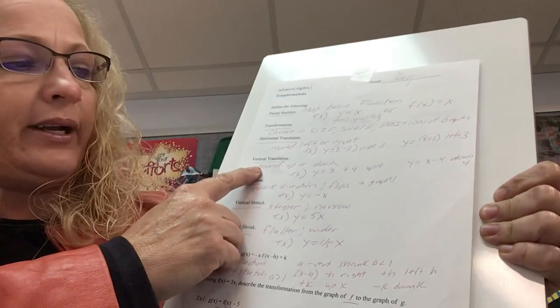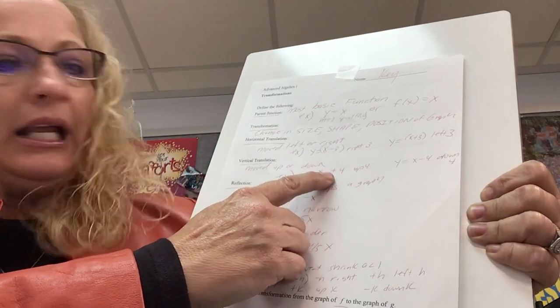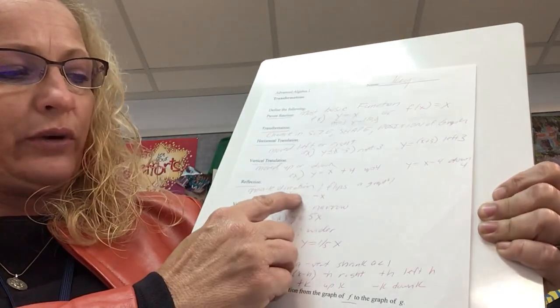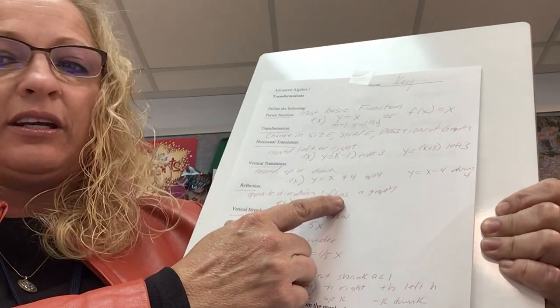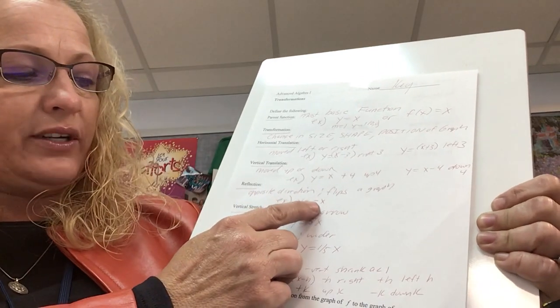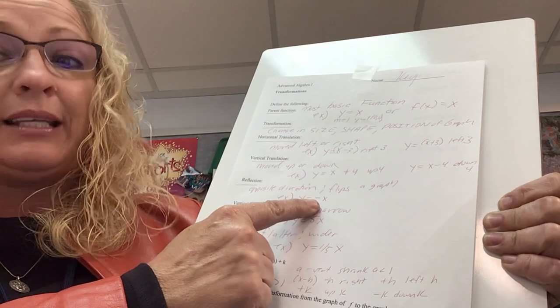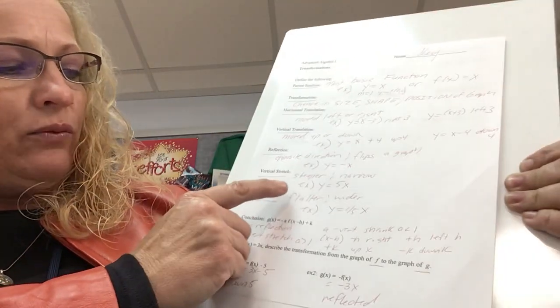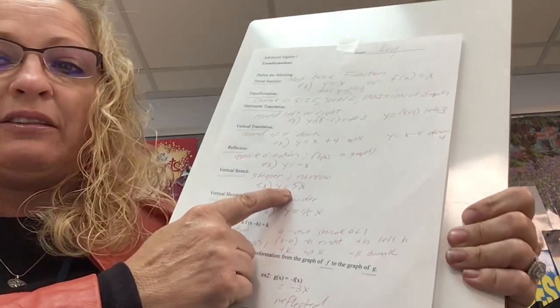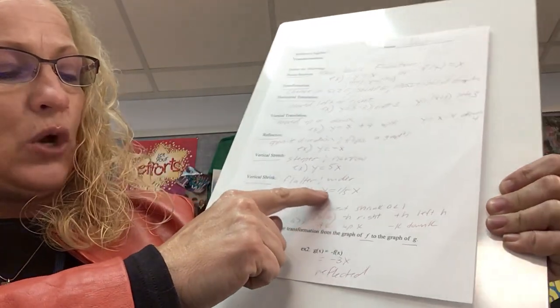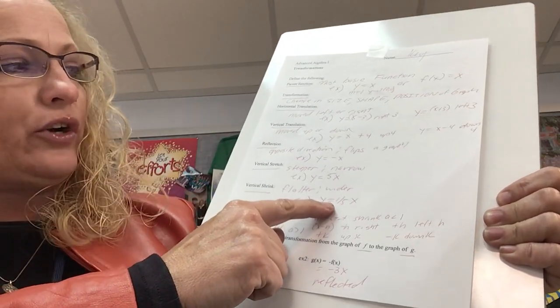You can vertically translate it, so if a number is added, it's going to move it up. If it's subtracted, it's going to move it down. You can reflect it, which means a negative is going to be on the outside, which makes sense. For example, if you have a negative, it's going to make the slope negative, which is going to make it go downhill. All right, we can have a vertical stretch or a vertical shrink. A vertical stretch just means that the slope is bigger than 1 and it would be steeper. That's why it's a vertical stretch. And then if the slope is less than 1, it's a vertical shrink.